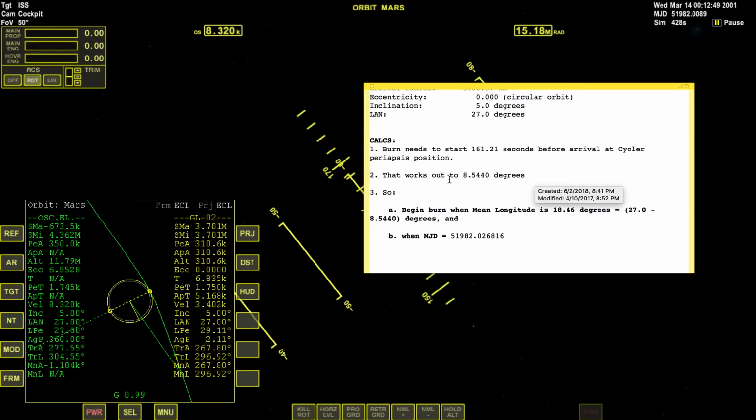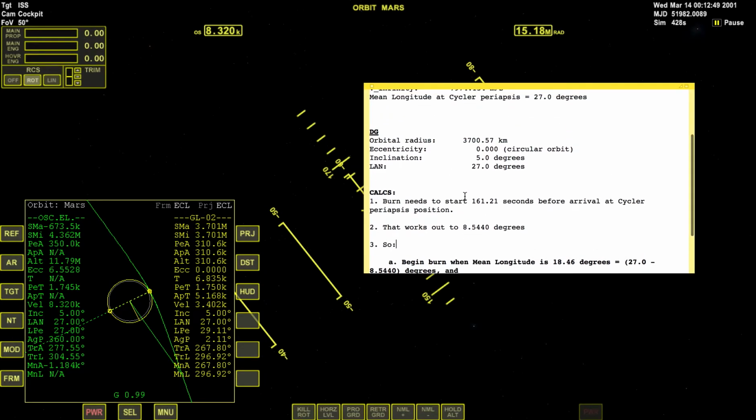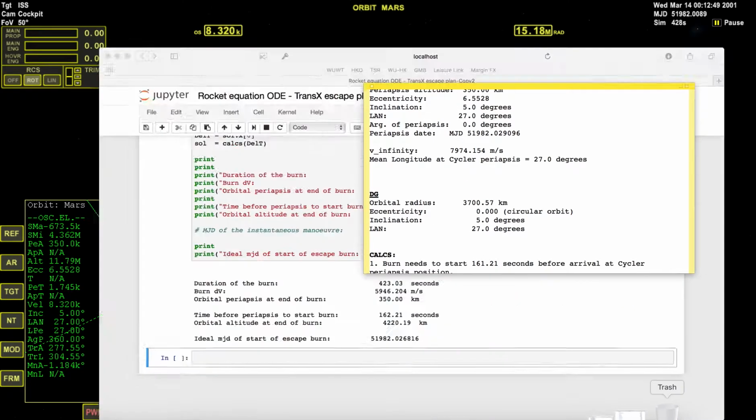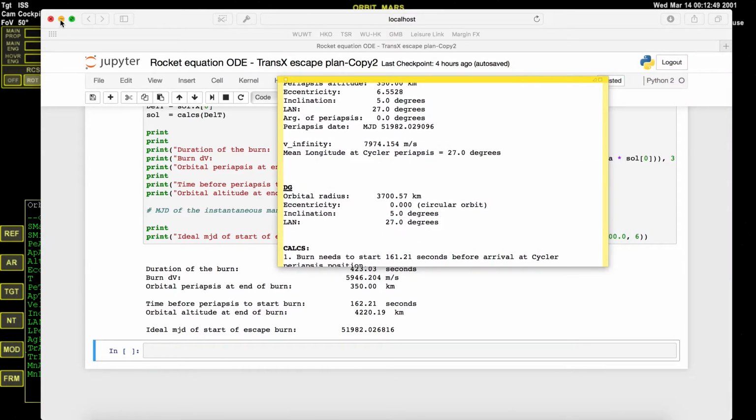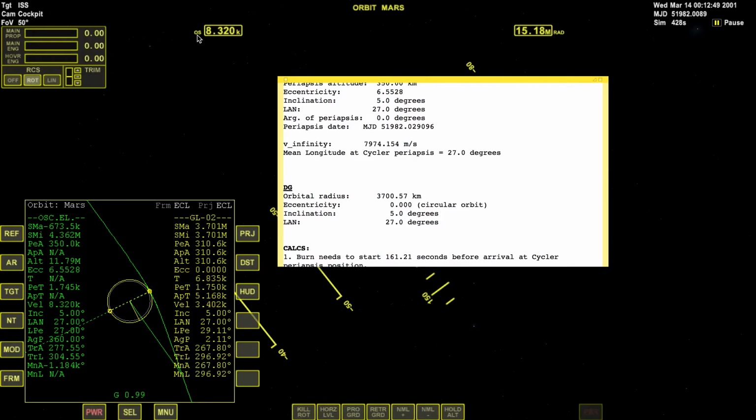And all we need to do now is set up a burn in a prograde orientation, locked into the prograde orientation using an autopilot. If we go back to our Python workbook, that lasts for 423.03 seconds, during which we will burn 5,946.2 meters per second of fuel, and we should rendezvous at the end of the burn almost precisely with the approaching Hermes equivalent, the ISS. Okay, let's just close that down again.